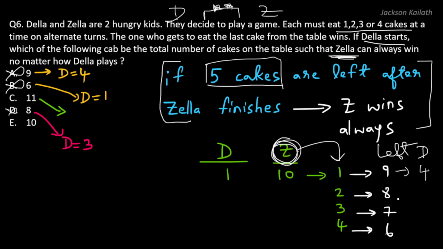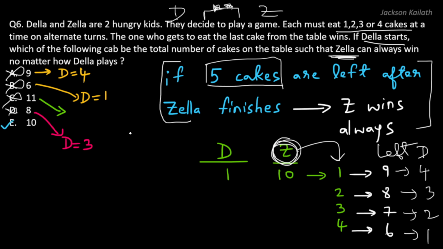So again, you can see that over here also the same case. If Della eats 3 cakes, 5 would be left. If Della eats 2, 5 would be left. And if Della eats 1, 5 would be left. So in all these possibilities, it's Della who is winning. So again, this is also not the answer. And therefore, by elimination, definitely the correct answer has to be option E, which is 10.